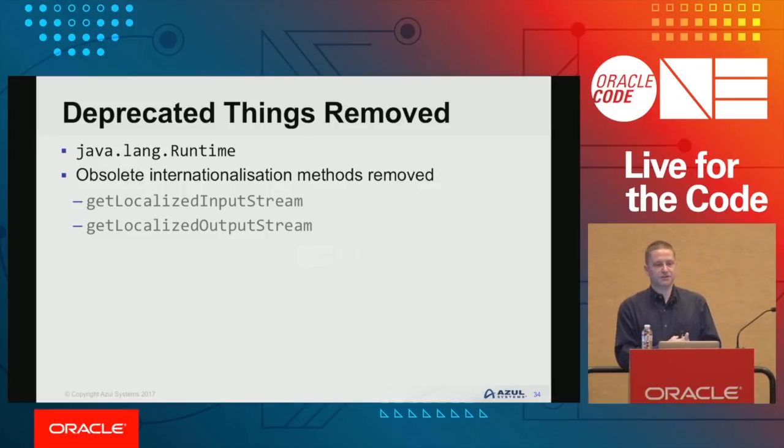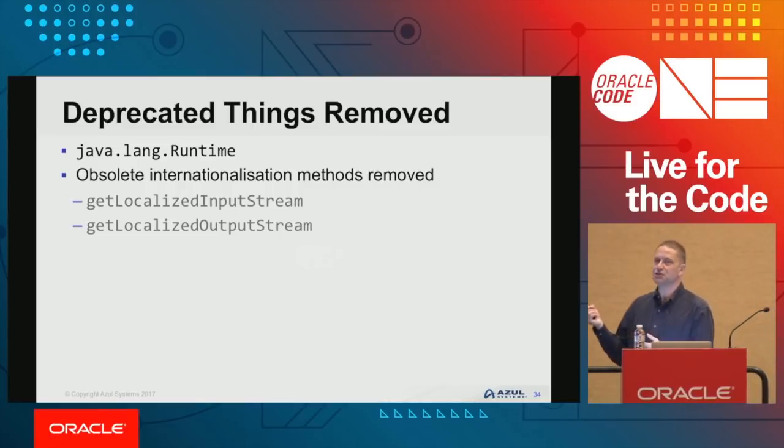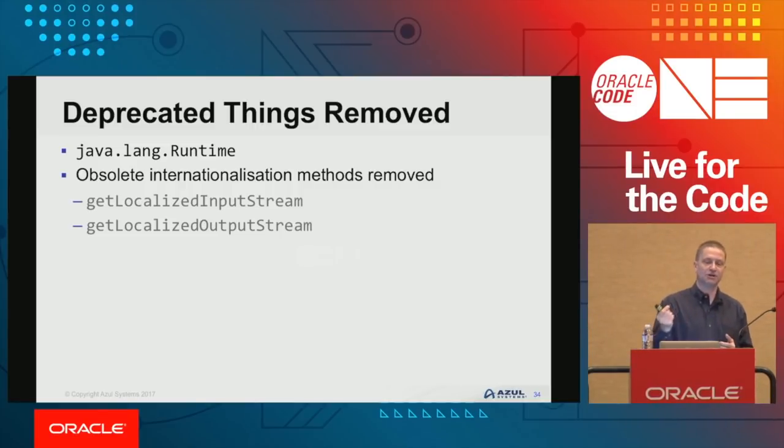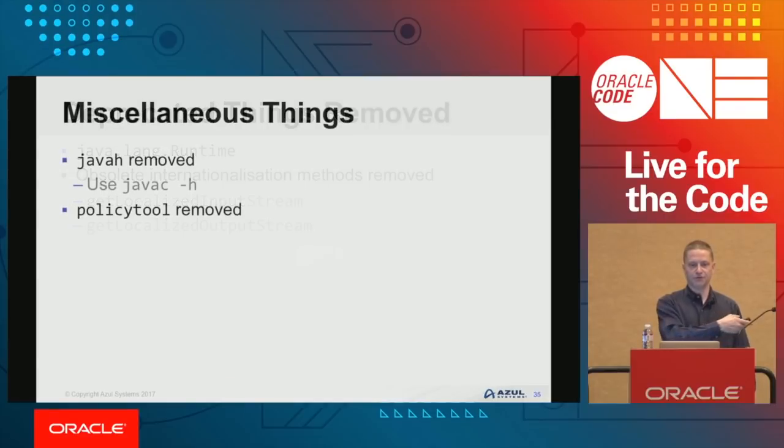Another few deprecated things in terms of java.lang.Runtime. There are a couple of obsolete internationalization methods that have been removed, getLocalizedInputStream and getLocalizedOutputStream. Again, if you've been using those and you migrate to JDK 11 or 10, then you will find an issue in terms of having to recompile your code or change some of the use of those.